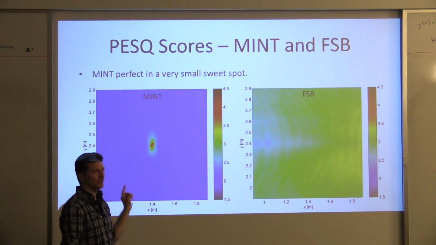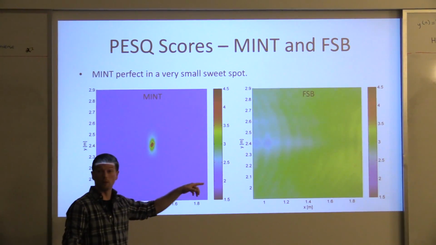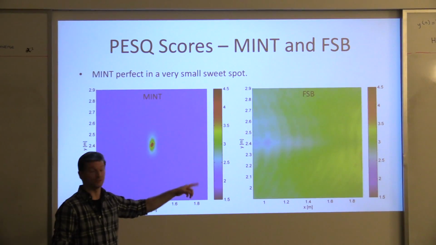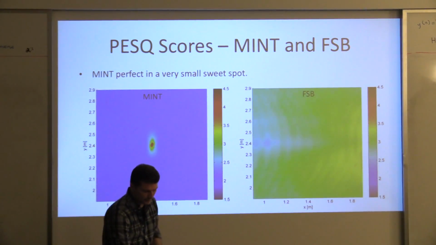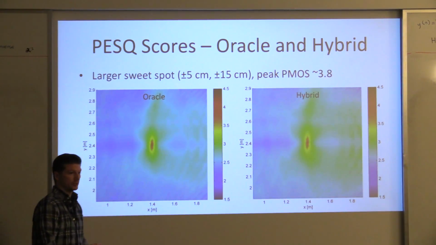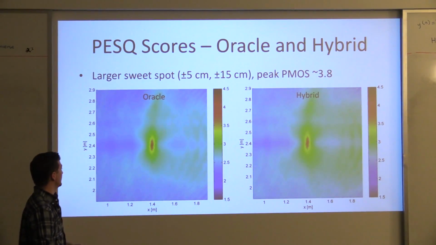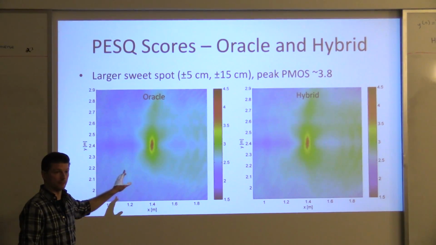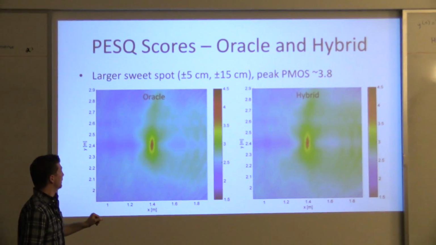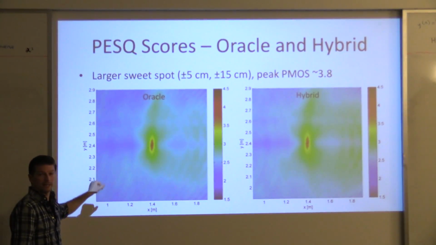So what it's saying is that the filter and sum beamformer is not doing a brilliant job, but it's at least spatially robust. It's not going to give you a terrible result like MINT does. And then doing the same with the Oracle and hybrid solutions, we see we've got something in the middle. We end up with a peak at PMOS about 3.8, so this is getting towards the good to excellent range. But we've got a much bigger sweet spot than we ever had with MINT.